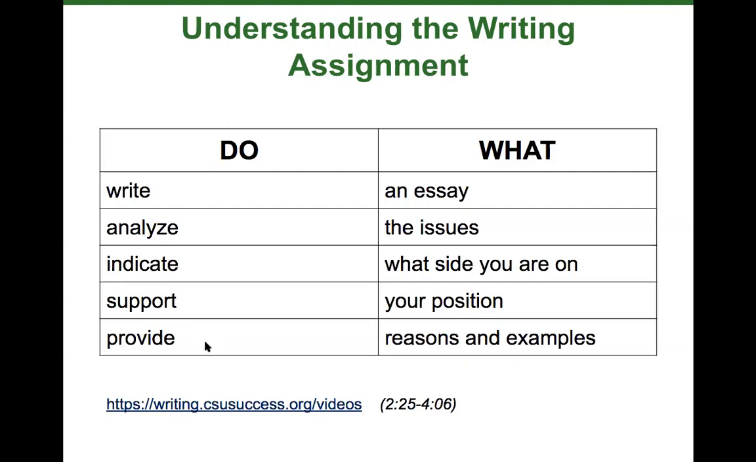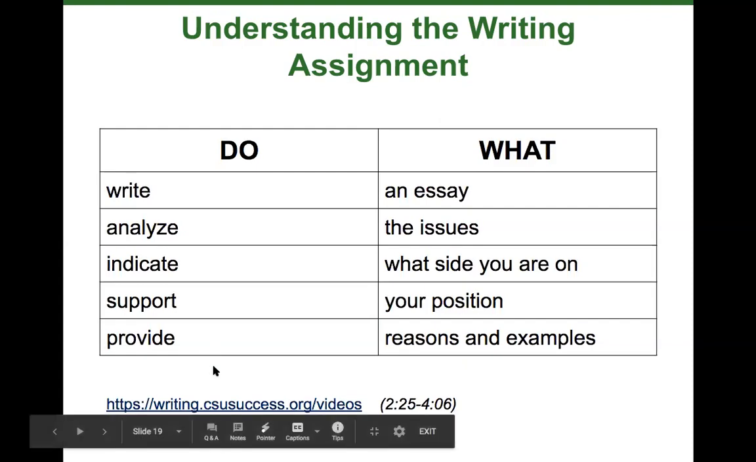So here are the 5 verbs. This is the do part. This is what we want students to do. And the what is what we want them to do with that action. For example, write what? An essay. We want them to analyze the issues. We want them to indicate what side they're on. We want them to support their position. And finally, the last verb in that prompt, we want them to provide reasons and examples.